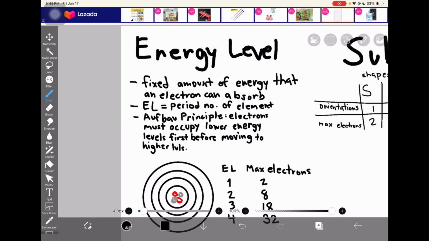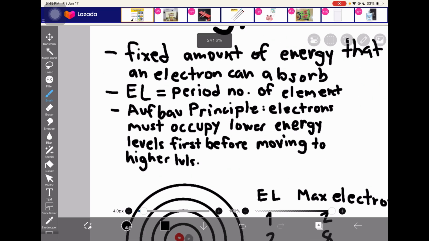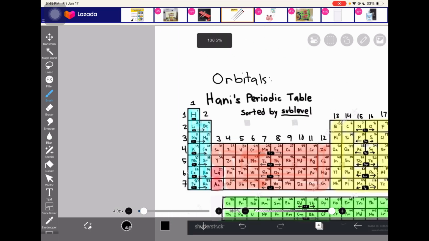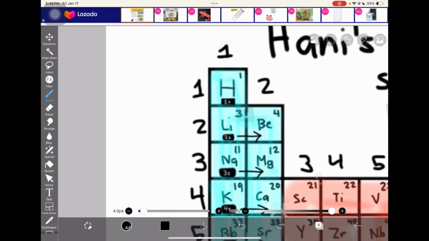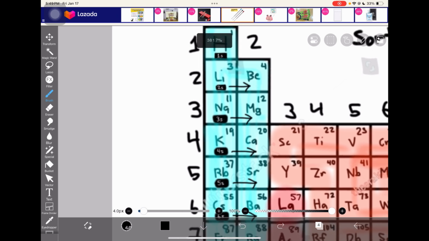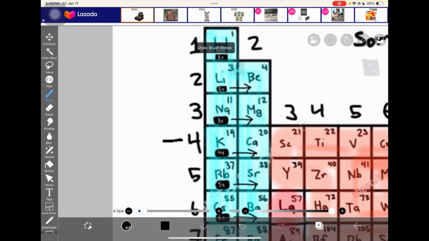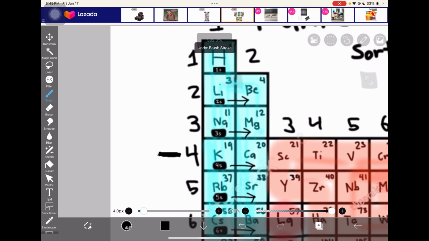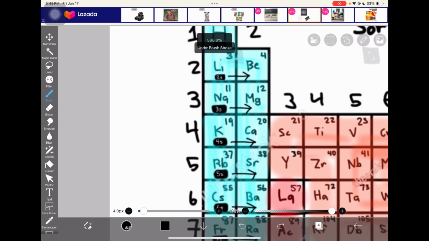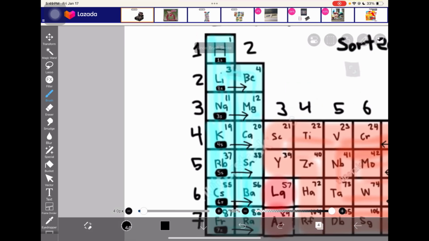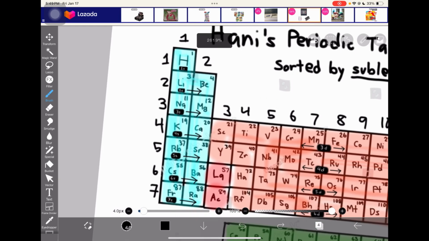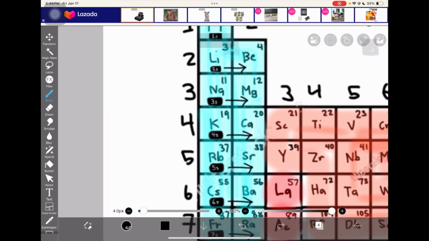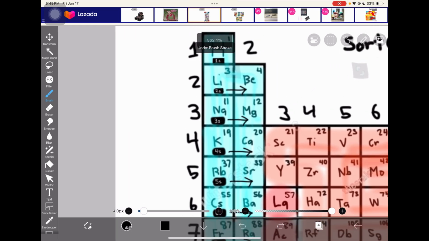that an electron can absorb, and it's determined by EL is equal to the period number of an element. So once again, here's your period number, and remember, once you occupy elements in, let's say, period 4, you occupy the 4th energy level and everything below it. So like 5 occupies levels 1 through 5, 6 occupies levels 1 through 6, and so on and so forth. So when you're answering the question, you don't just say energy level equals 4. You have to say 1, 2, 3, and 4. I'll show you that later when we actually solve.